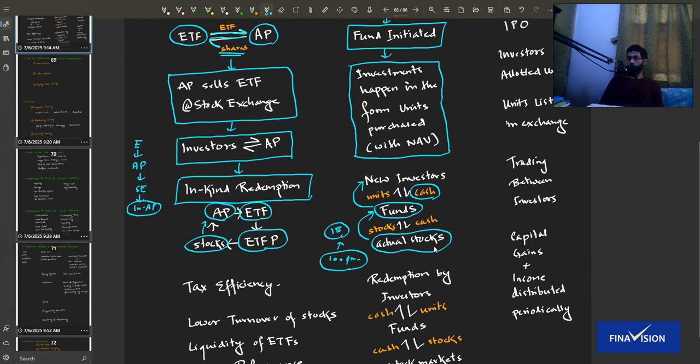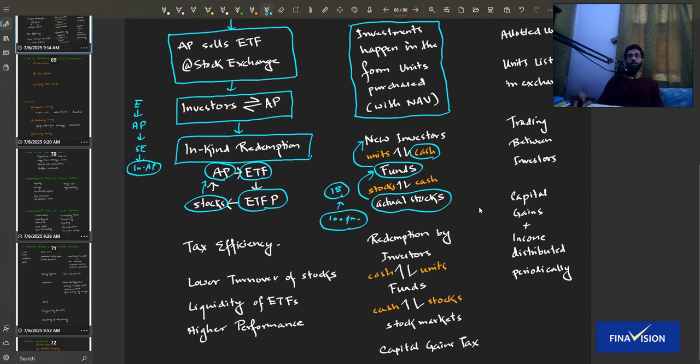Investors can also redeem. So we are talking about the investors entering, right? Next, let us talk about how investors can redeem. At any time, investors can redeem. So when an investor wants to redeem, that investor basically returns the units to the fund. And the fund takes the units, the underlying stocks are sold in the stock markets, and there is generation of cash. This cash is taken and returned back to the investors, right?